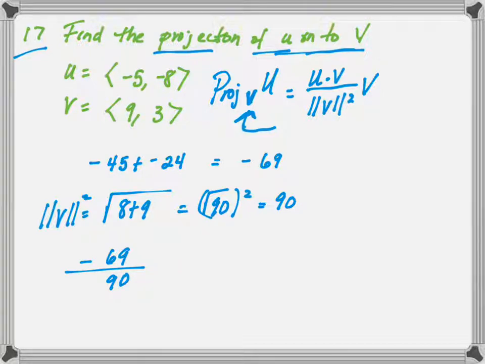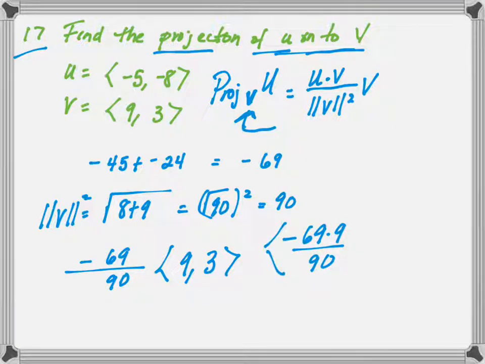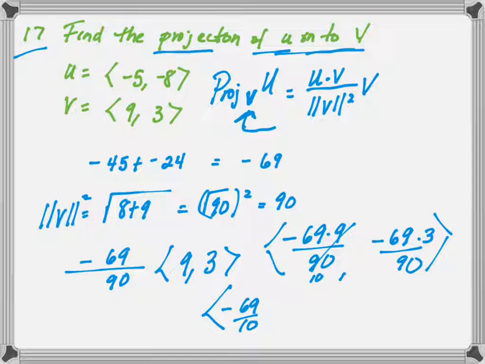And then that would be multiplied by 9 and 3. So if you do that, it's negative 69 times 9 over 90. I'm not multiplying it out yet because I can cross out. And negative 69 times 3 over 90. So let's simplify that: this can cross out and go to 10. So negative 69 over 10.